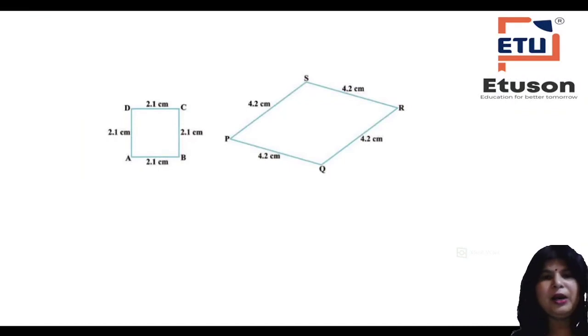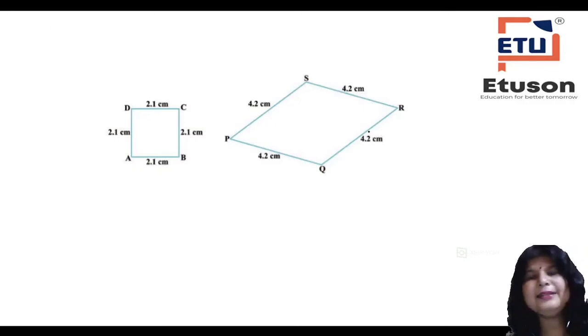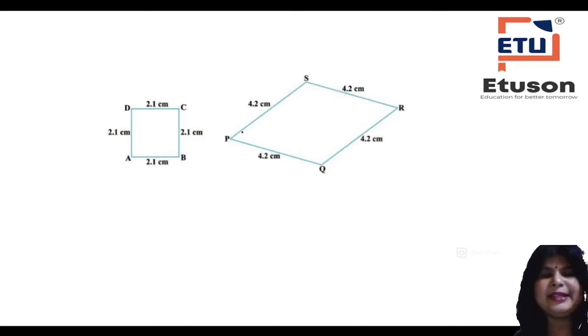Here you have two diagrams. One represents a square, another represents a rhombus. Now, the first thing which is discarded is that the angles are not similar. Here the angle is 90 degrees. Here the angle, of course, is not 90 degrees, right? So the first condition is not satisfied.